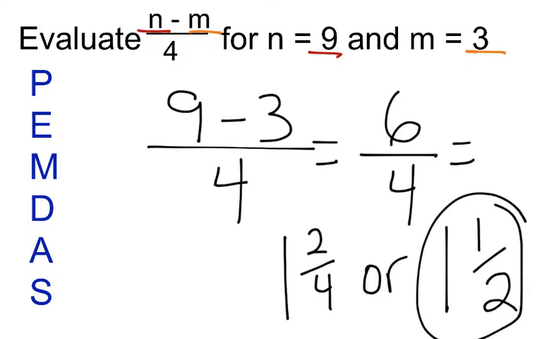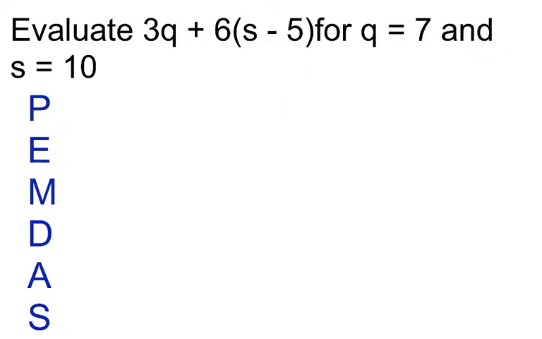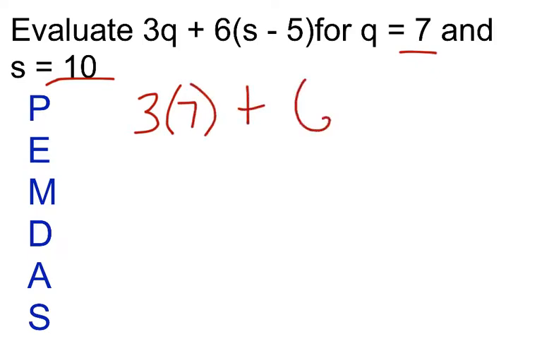So again, we have to connect this to order of operations. Notice how I've written PEMDAS on every single page to help remind you. I recommend you do the same. Now let's look at this problem. We have 3q plus 6 times the quantity s minus 5. So first we're going to rewrite using our numbers instead of variables. So we have 3 times 7 plus 6 times 10 minus 5.